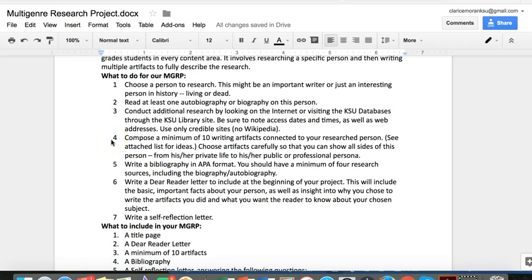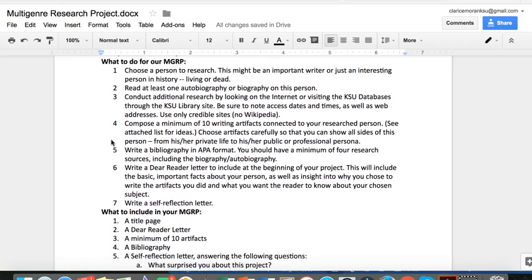So you will compose a minimum of 10 writing artifacts connected to your researched person. And there's a list of ideas below here. You will choose the artifacts so that you can show all sides of the person from his or her private life to his or her public or professional persona.